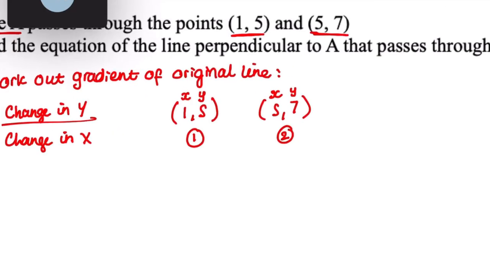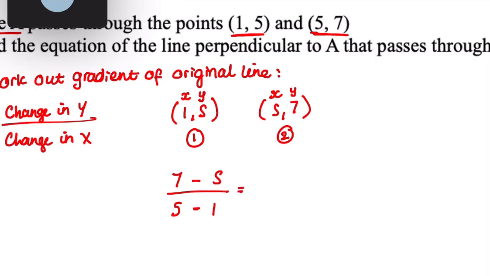Okay, so the second coordinate, the y value is 7. And then the first coordinate, the y value is 5. So we're going to do 7 subtract 5. And then we're going to divide it by the change in x. So the x value on the second coordinate is 5. And then the x value on the first coordinate is 1. So we're going to do 5 subtract 1.